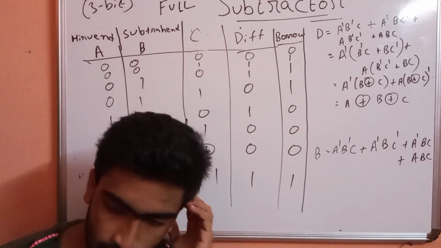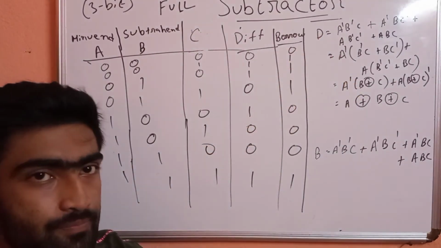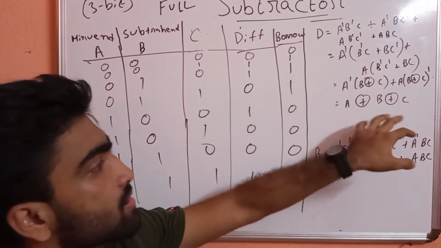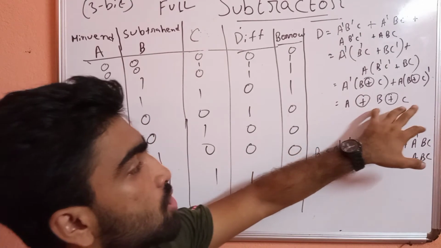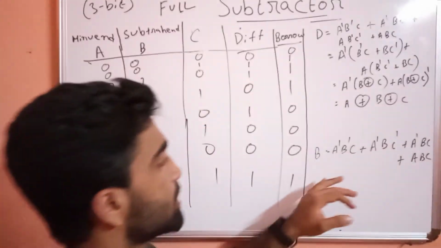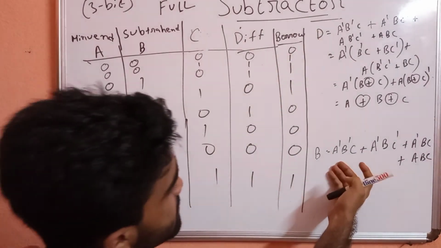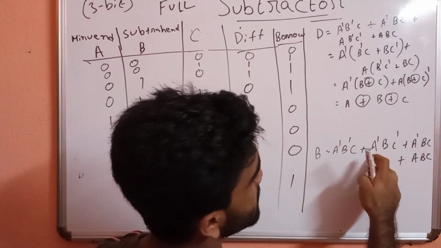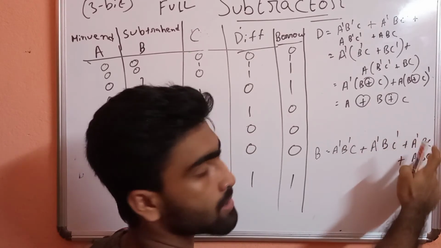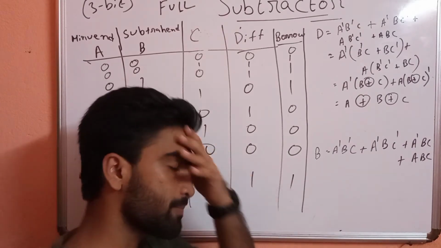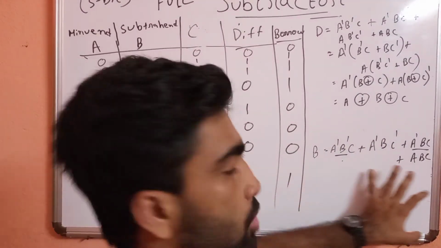Now if you have noticed, the expression for the full adder and full subtractor, the difference and the sum over there, is the same: A XOR B XOR C. Now the borrow part, the expression for borrow we have got from the minterms is this: A complement B complement C plus A complement B complement C, B C complement plus A complement B C plus ABC. Okay, now we have to simplify this.